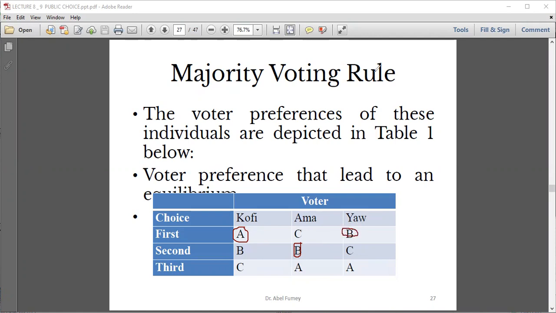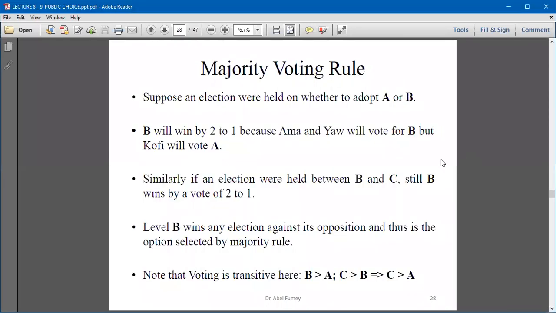So what we see here is that when we conduct a voting between policy A and policy B, Kofi goes for A, Ama goes for B, and Yao will also go for B. So now, if you look at this, a voting between A and B means that B is winning. B is getting 2 votes, and A is getting what? Only 1 vote.